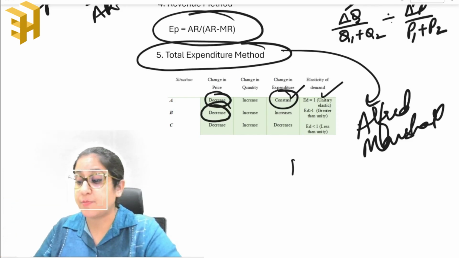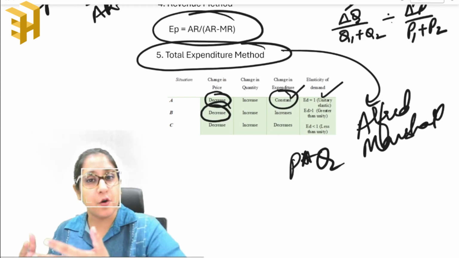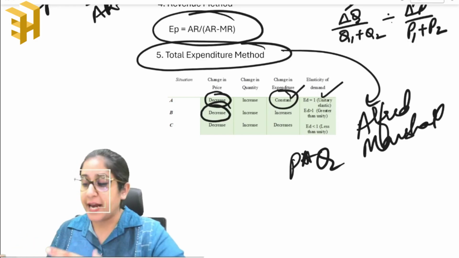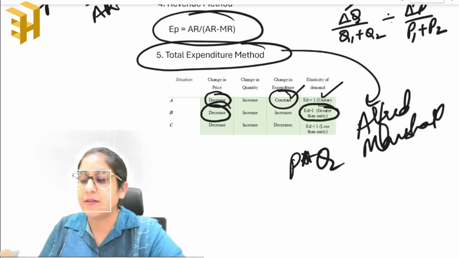But when there is a decrease in price, but your expenditure is now increasing, the total expenditure P into Q is now increasing. That means now consumers are spending more on that good. They're demanding more of it, excessively more. So in this case, your elasticity will be greater than 1.